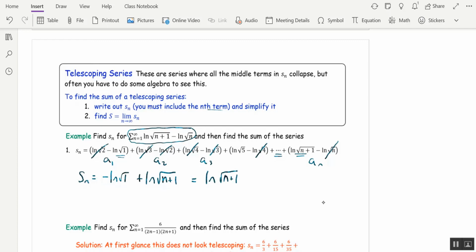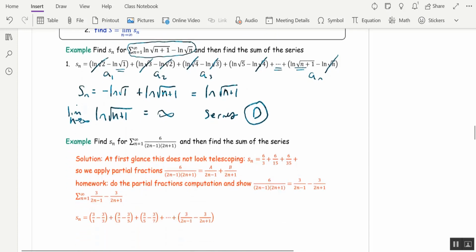All right, now we take the limit, so we're up to step 2, limit as n goes to infinity of Sn. That's the limit as n goes to infinity of natural log of the square root of n plus 1. This is natural log of infinity, which is infinity. Since that's not a number, the series diverges. We'll just write D with a circle around it. Series diverges. I have to get a finite number. Okay, next example, we will get a finite number.